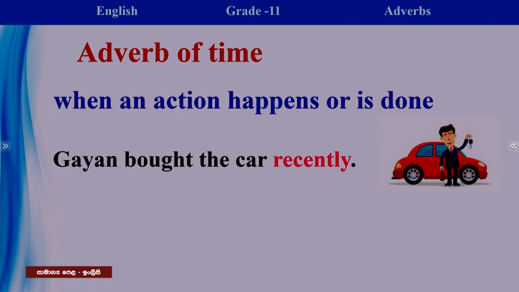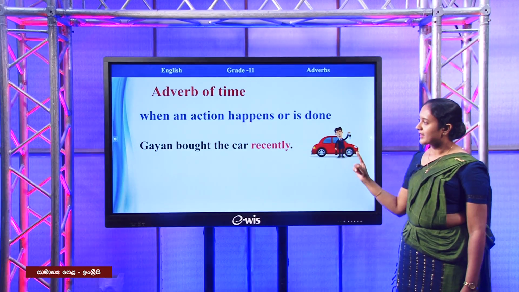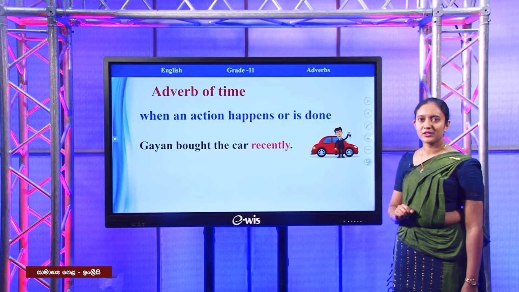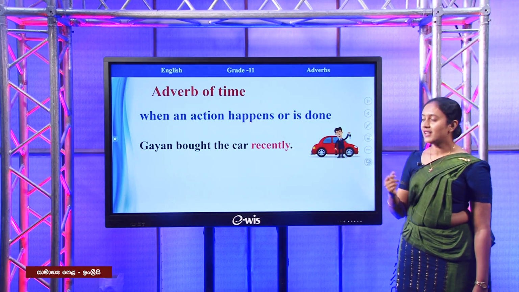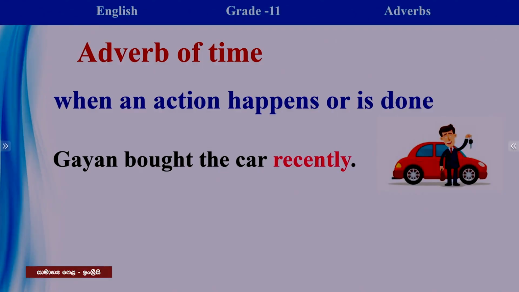Okay children, adverb of time indicates when an action happens or is done. In other words, it tells you the time. Look at the example here. Gayan bought the car recently. You can see the picture. When did Gayan buy the car? He bought the car recently. So, this word recently describes the time Gayan bought the car. So, you call it an adverb of time.